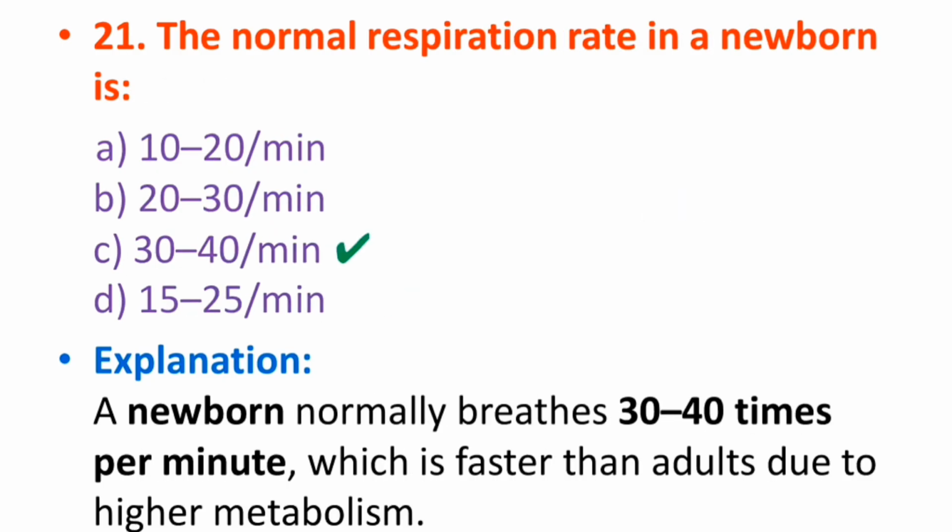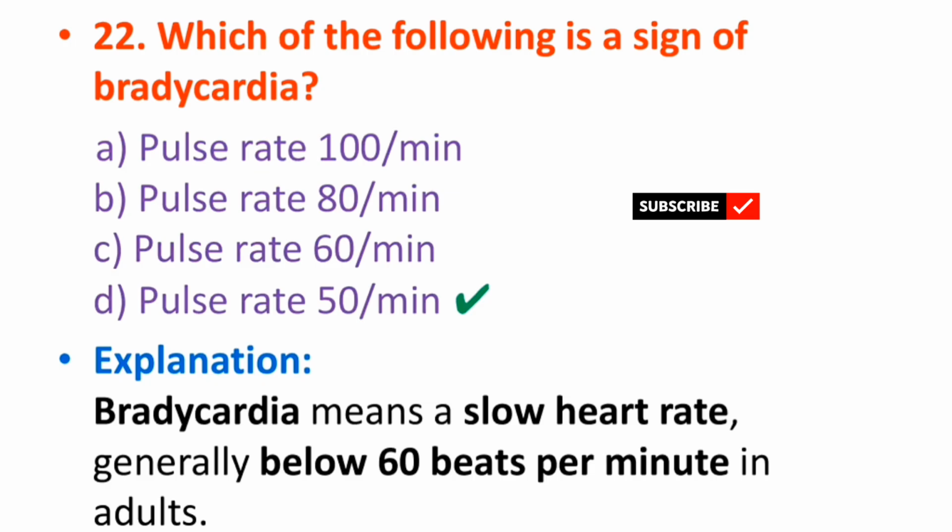The normal respiration rate in a newborn is: option A, 10 to 20 breaths per minute; option B, 20 to 30 breaths per minute; option C, 30 to 40 breaths per minute; option D, 15 to 25 breaths per minute. The correct answer is option C, 30 to 40. A newborn normally breathes 30 to 40 times per minute, which is faster than an adult due to higher metabolism.